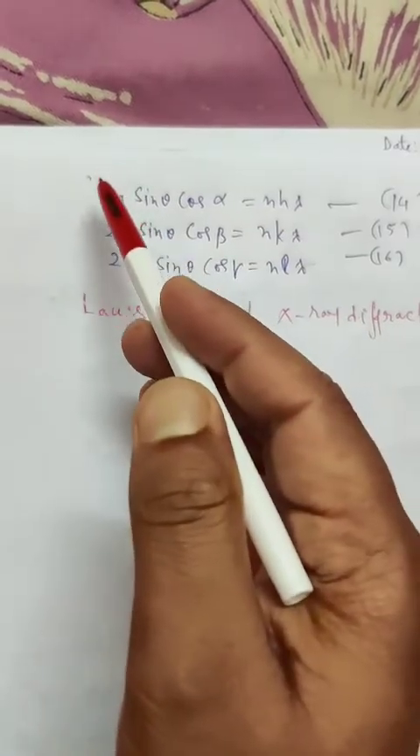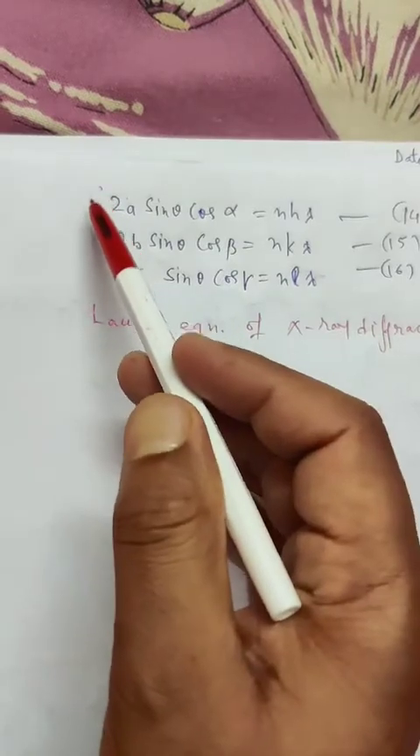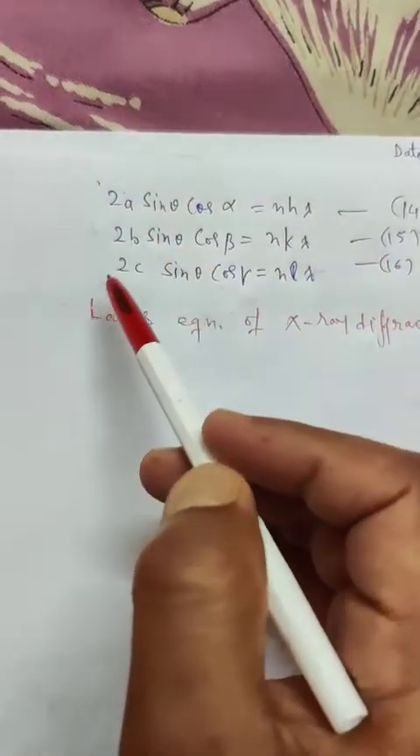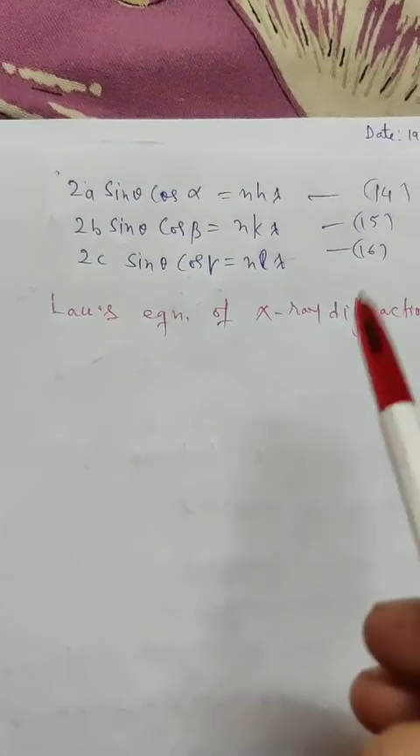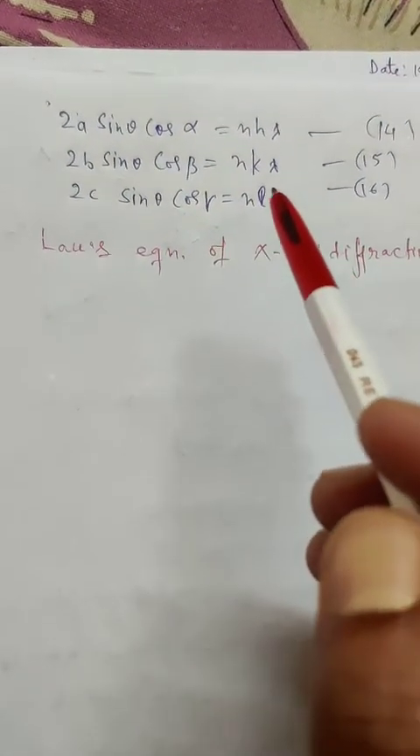These equations have overcome the major drawback of Bragg's law, which is that it does not give the interaction of X-rays with the atoms of your crystal. So these are Laue's equations.